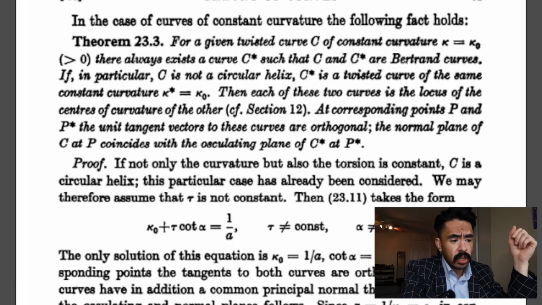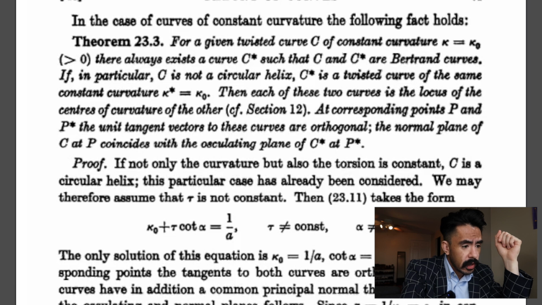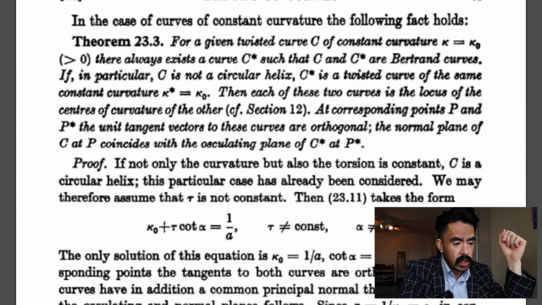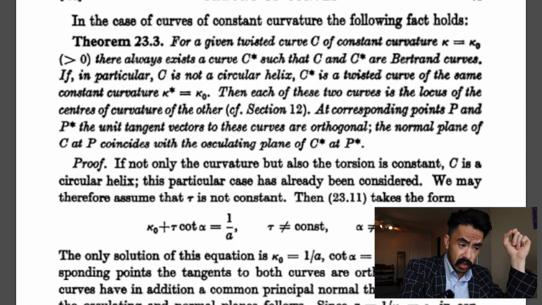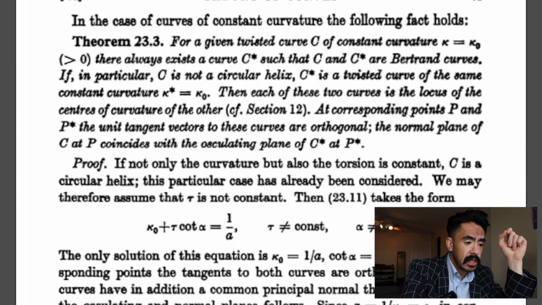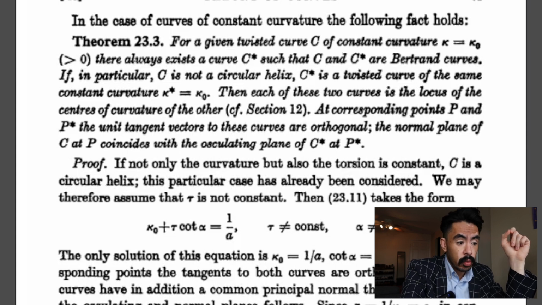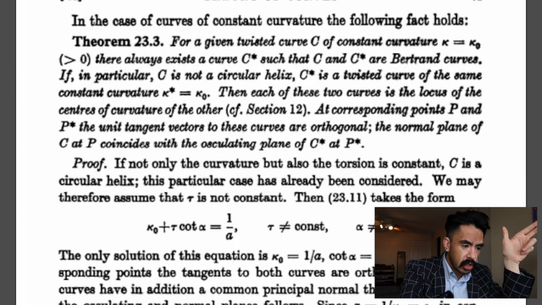In the case of curves of constant curvature, the following fact holds. Theorem 23.3. For a given twisted curve C of constant curvature, kappa equals kappa naught, which is greater than and not equal to 0, there always exists a curve C star such that C and C star are Bertrand curves. If in particular C is not a circular helix, C star is a twisted curve of the same constant curvature, kappa star equals kappa naught. Then each of these two curves is the locus of the centers of curvature of the other, which we saw when we were reading section 12.